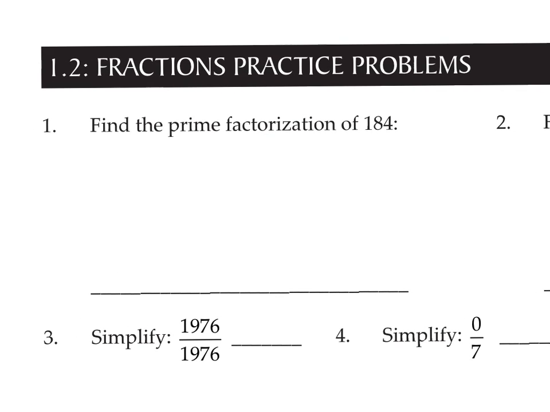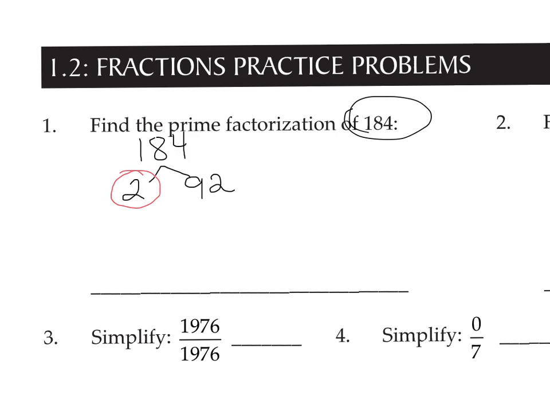So finding the prime factorization of a number, 184, means to break it down to prime numbers, and we do that using the tree, which we practiced in the lesson. So I need to figure out two numbers that multiply to make 184. The most obvious to me is 2 times 92. And I circle this 2 because it's prime. I don't need to break that down anymore, but 92 is also divisible by 2.